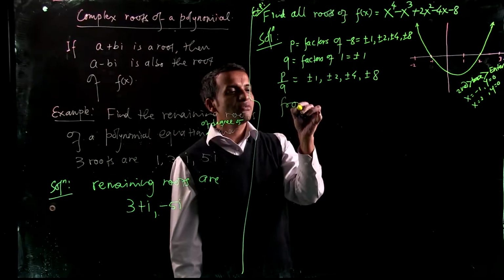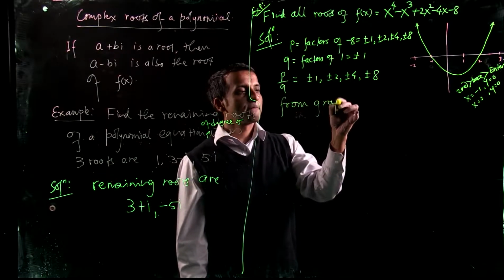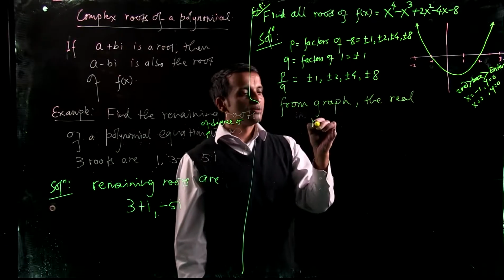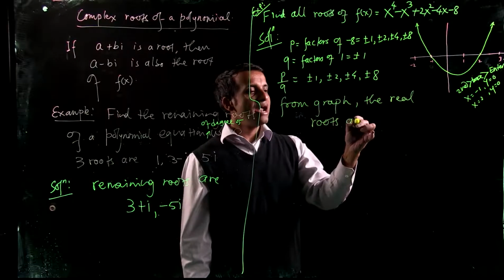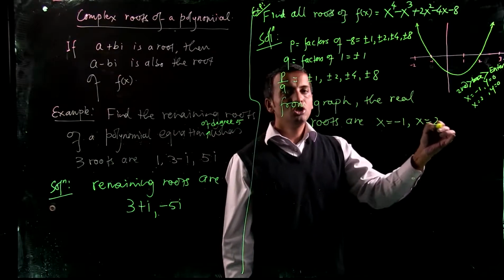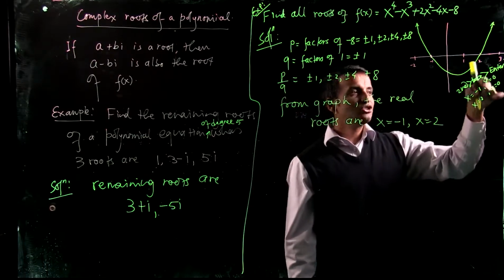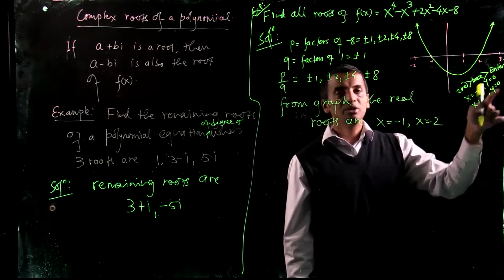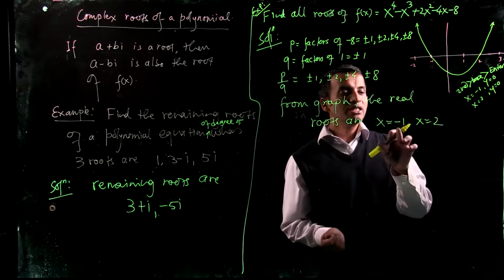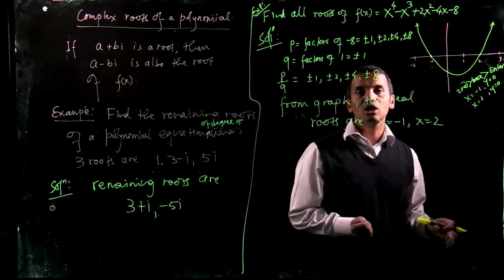So from the graph, the real roots are x equals negative 1 and then x equals 2. When you do the second trace and then enter x equals 2, you get y equals 0, meaning the remainder is 0 there again. So x equals negative 1 and x equals 2 are the roots.